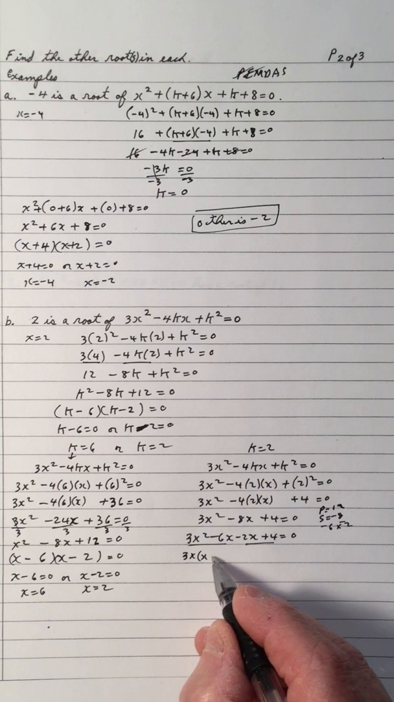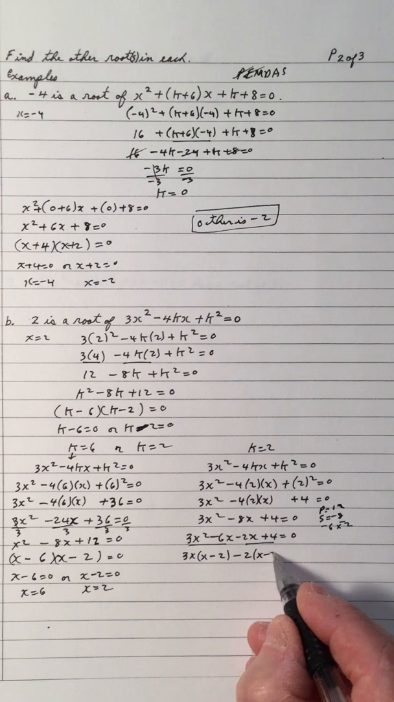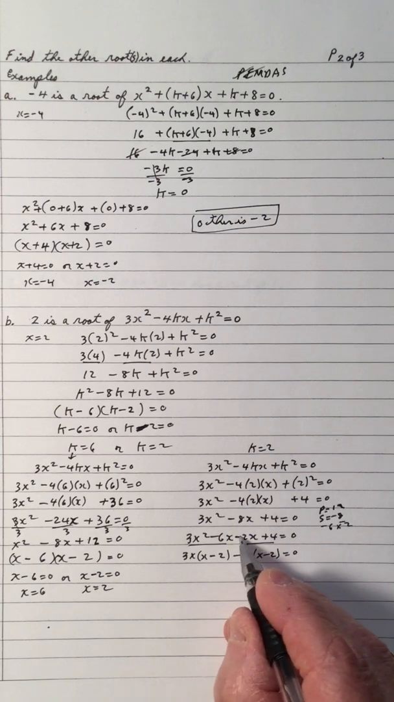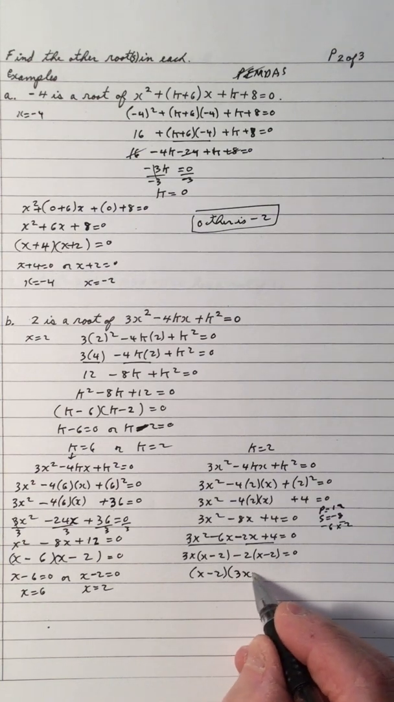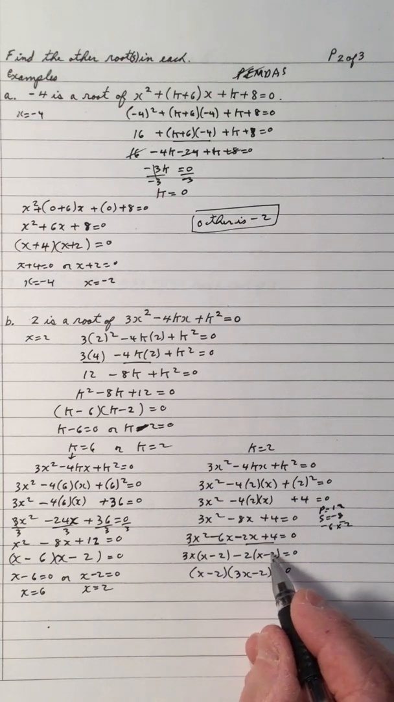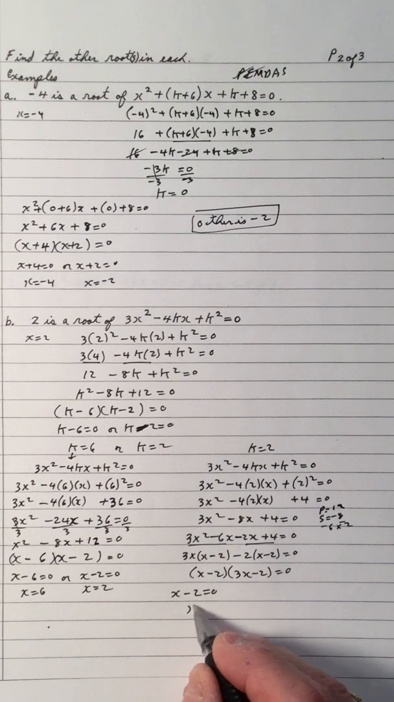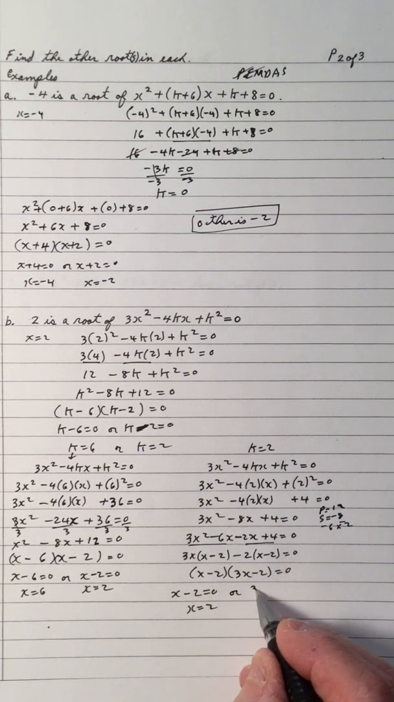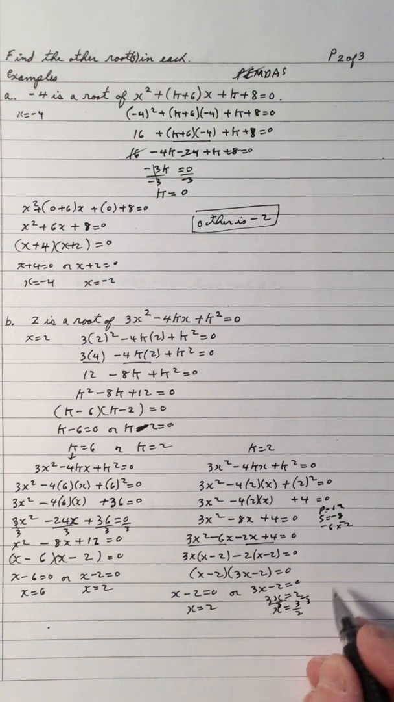3x outside of x minus 2, negative 2 outside of x minus 2. Remember, that's a negative, so we take a negative out. So x minus 2 is common. 3x minus 2 is what's left. Take that out. We get 3x. You take x minus 2 out, you get minus 2. So x minus 2 equals 0. There, 2 is the root. 3x minus 2 equals 0. 3x equals 2. x is 2 over 3. You divide each side by 3.